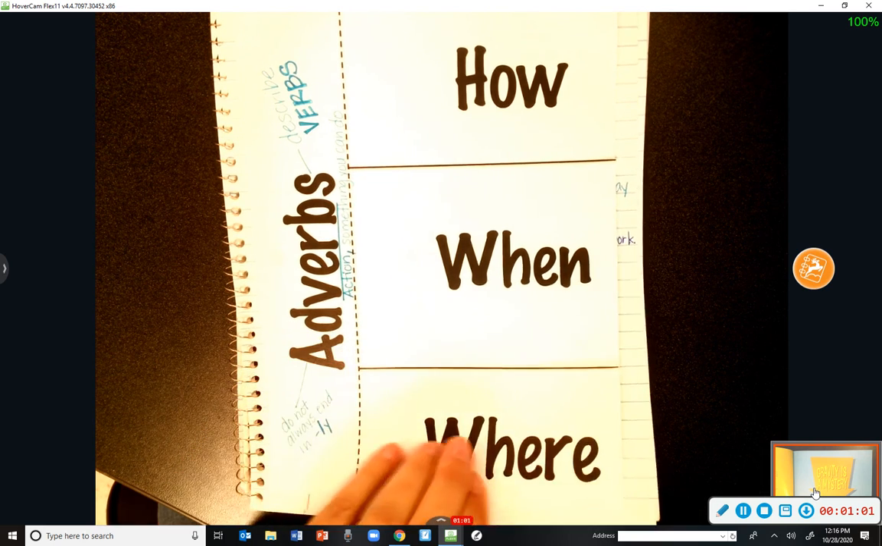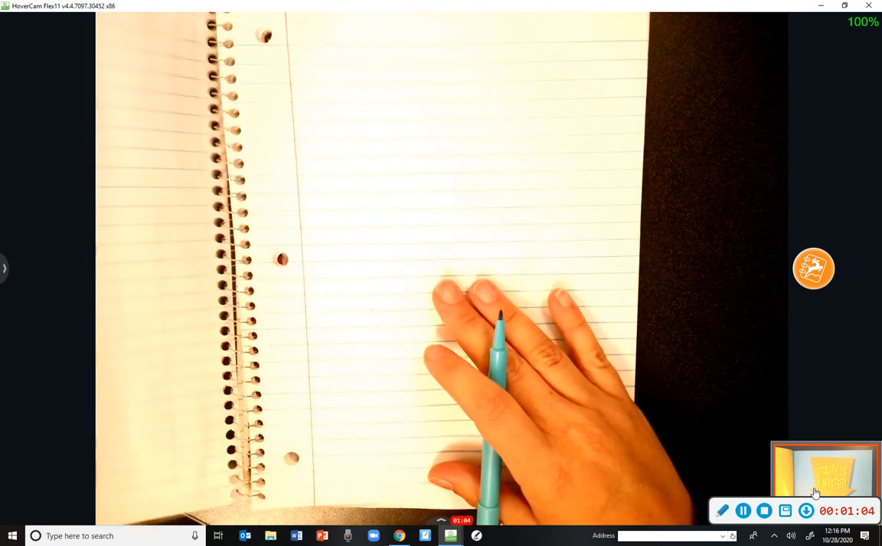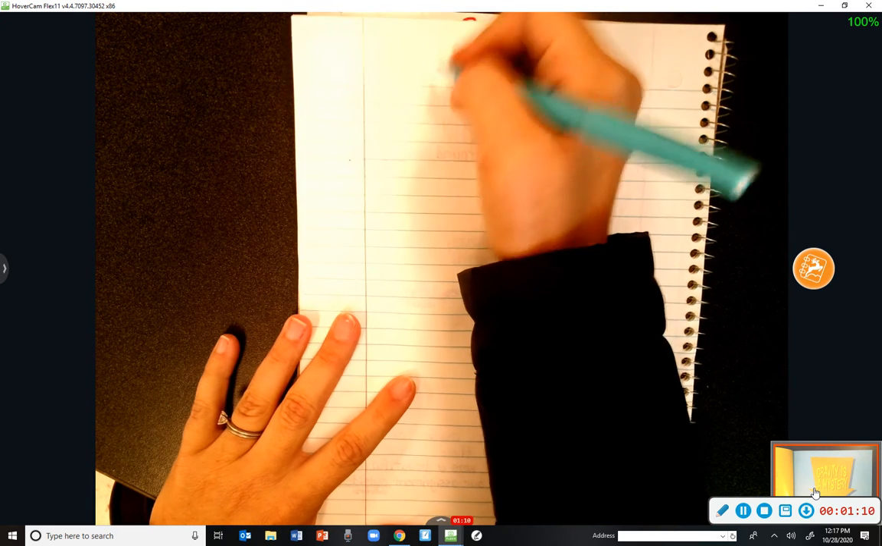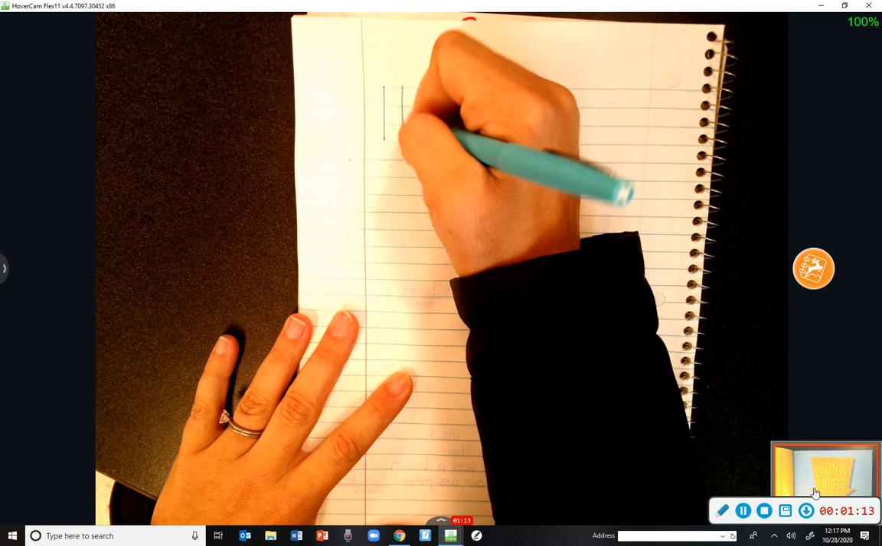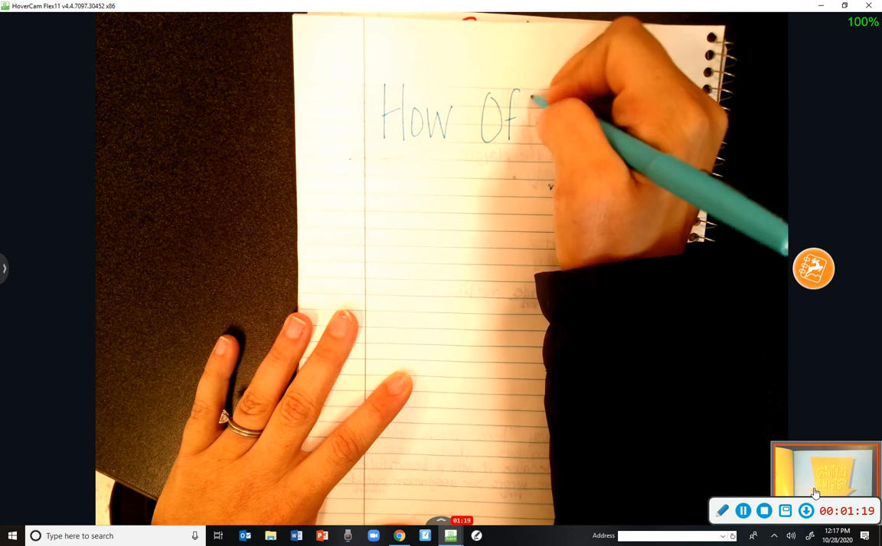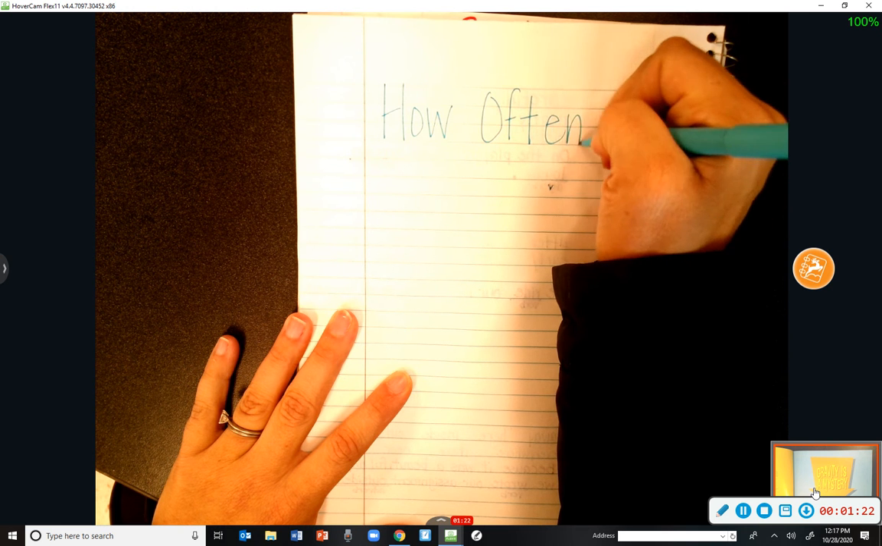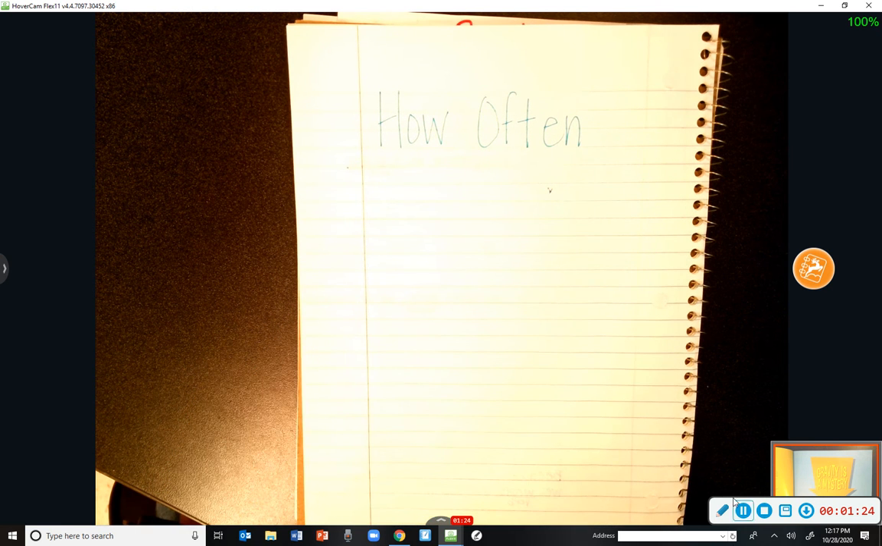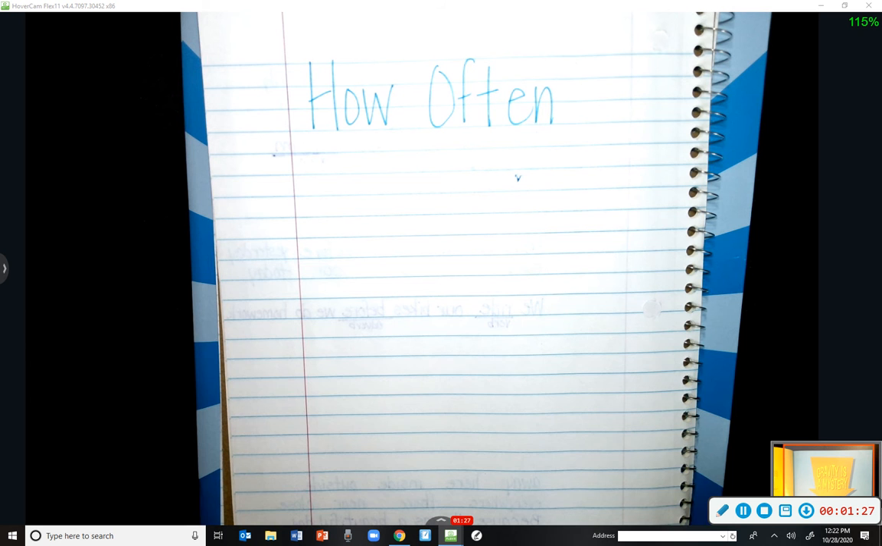So we're going to flip to the back. Okay, and we're going to put how often. So adverbs can also tell us how often. So how often, so we were going to write down some examples of how often. Adverbs add or describe verbs. So how often means how much you do it or how frequently.